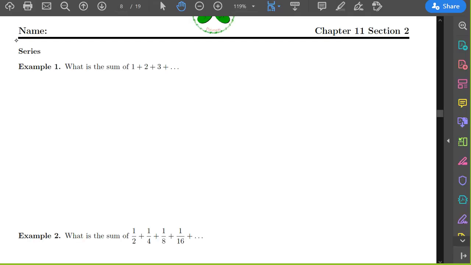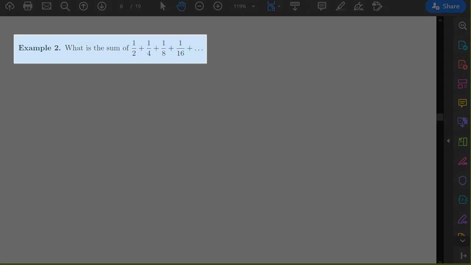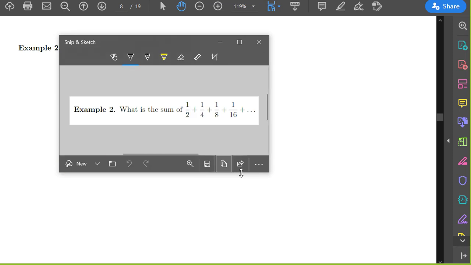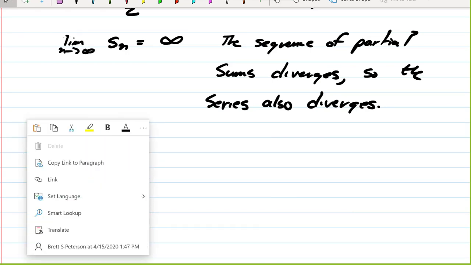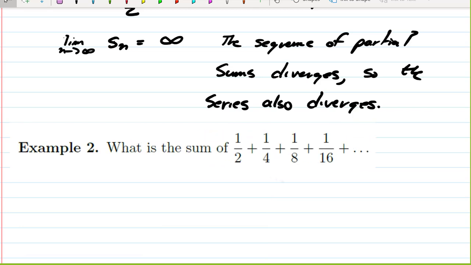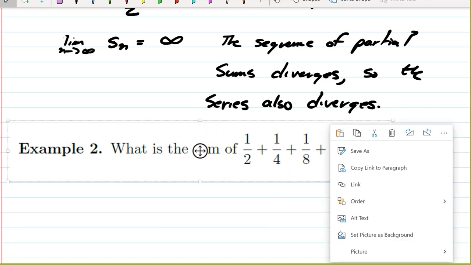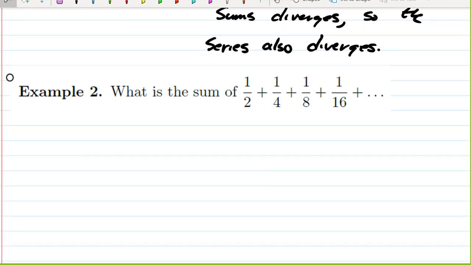All right. Let's take a look at our next example. So what is the sum of 1/2 plus 1/4 plus 1/8 plus 1/16 on forever?